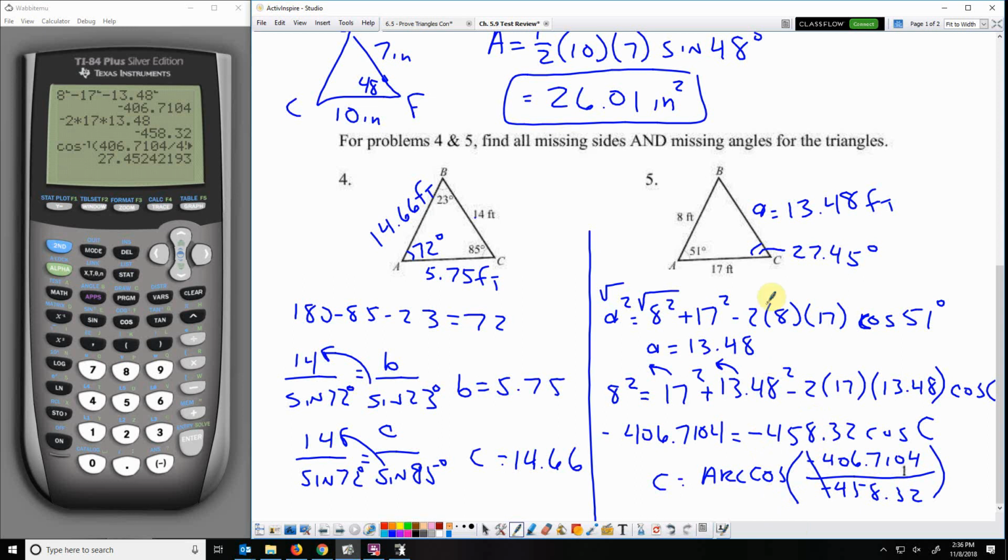Okay, now finding the third angle should be nice and easy. I'll subtract those two from 180. So 180 minus 51 minus, and I'm just going to input this answer, second negative, puts in the last answer. And that leaves me with 101.55 degrees. And I now have all 3 side lengths and all 3 angle measures.